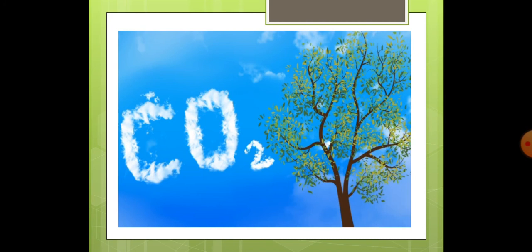We see that only green plants can take this carbon dioxide. And carbon dioxide can come from the animals as well as the combustion of fuels, or industries and automobiles which are releasing this gas. This gas is taken up by the plants, and these plants in turn give oxygen.